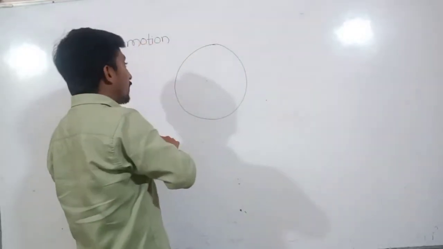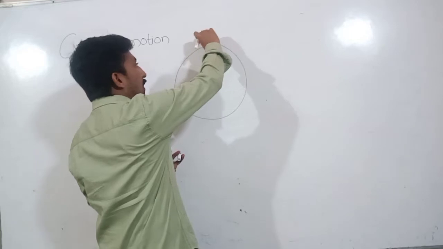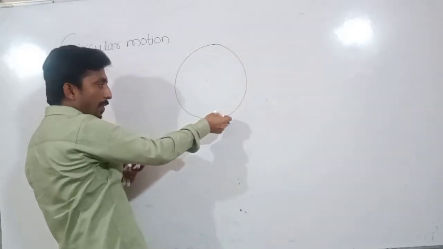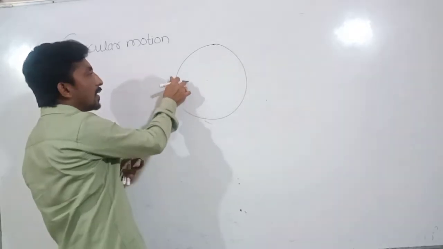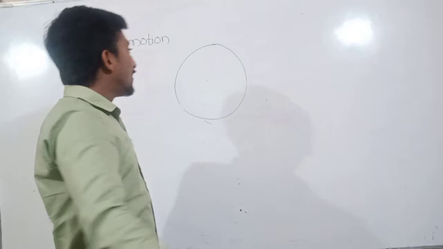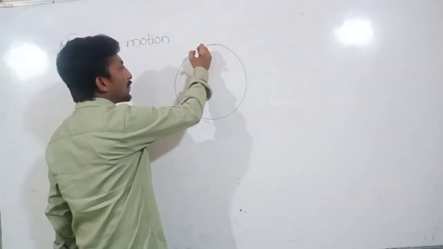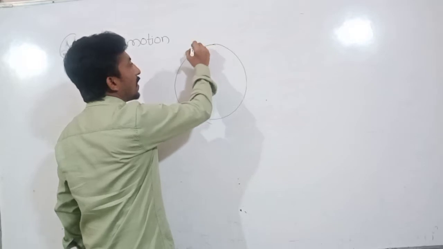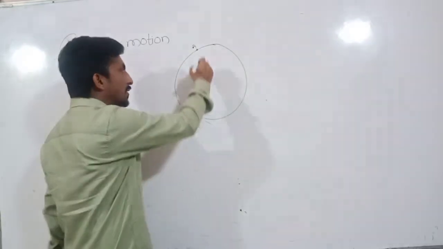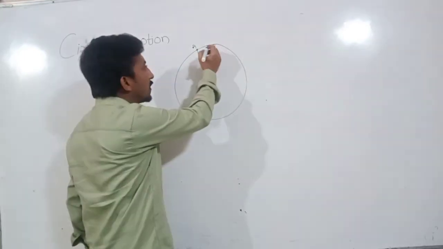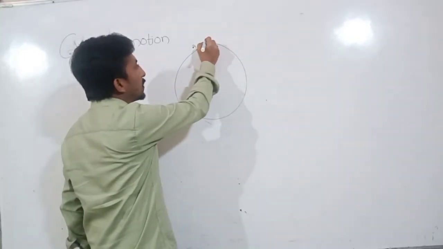Now when the particle will move along this circumference of this circle, along the circular path, then this particle is said to be in the circular motion. Okay? So now suppose here is one particle, say, at A position, and this is the fixed distance from the center. After some time, this particle say come to this point B.